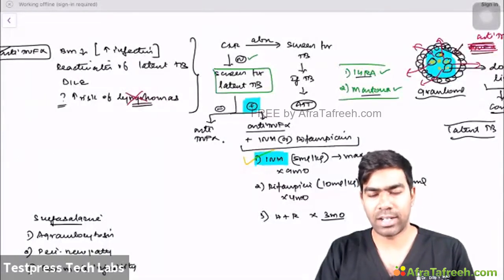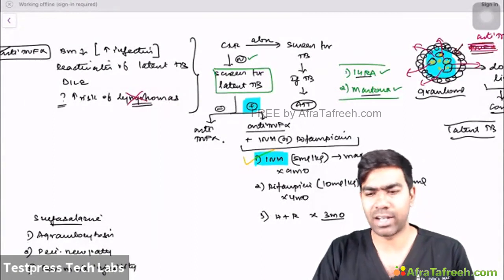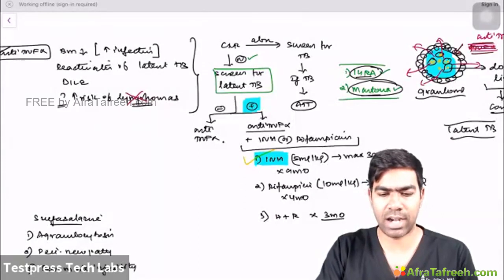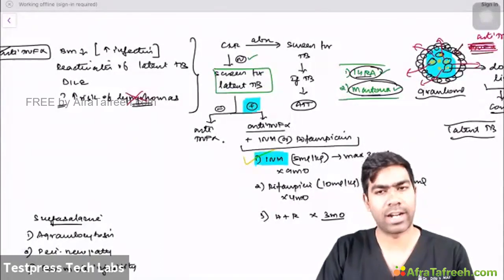And in the Indian setting, we use both most of the times to be very double sure, but guidelines clearly tell if you use one, it is more than enough. So in Western countries, IGRA; Indian RNTCP guidelines suggest usage of a MANTO test for diagnosing this latent TB.